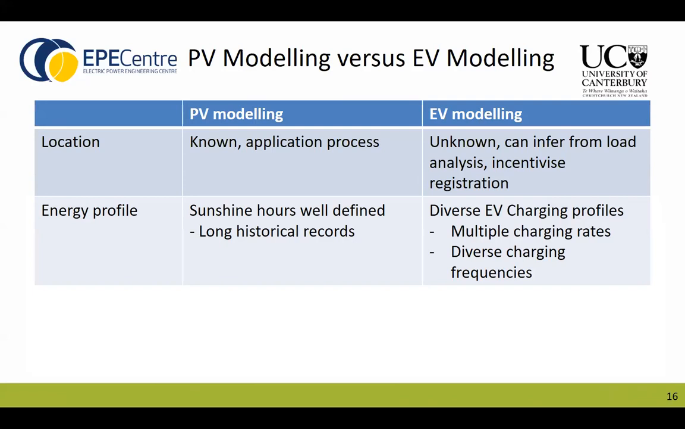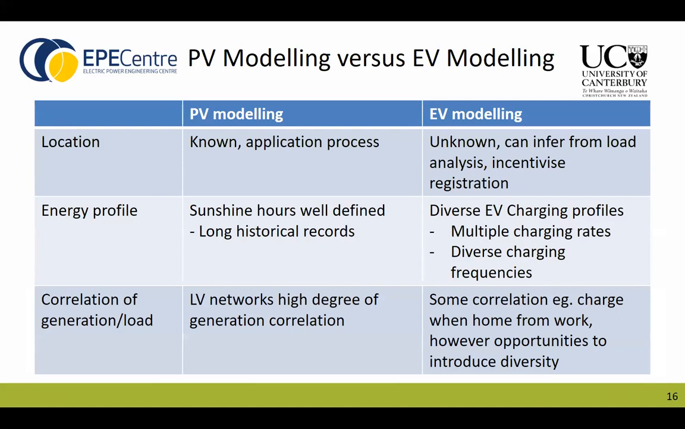Another difference is the energy profile. When we're generating solar energy, the sunshine hours are very well defined. We know when there's lots of generation and when there's not. We've got long historical records. There's a lot more diversity in how people want to charge their vehicles. So there's different frequencies. Do people charge every day, every 2 days? How far do people go? And also how big are their charges. So there's a lot of additional parameters that need to be addressed.